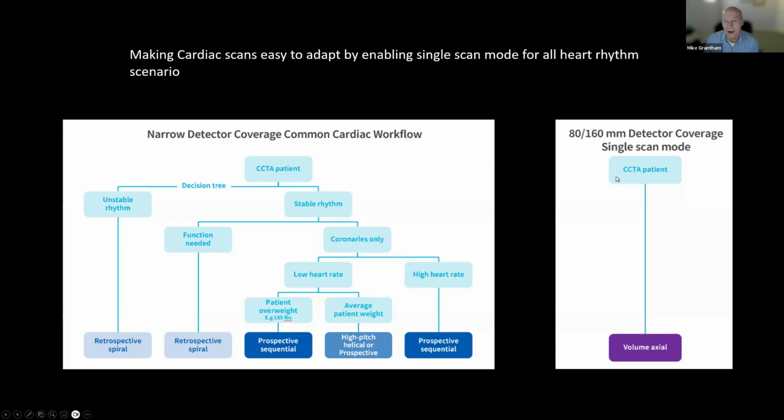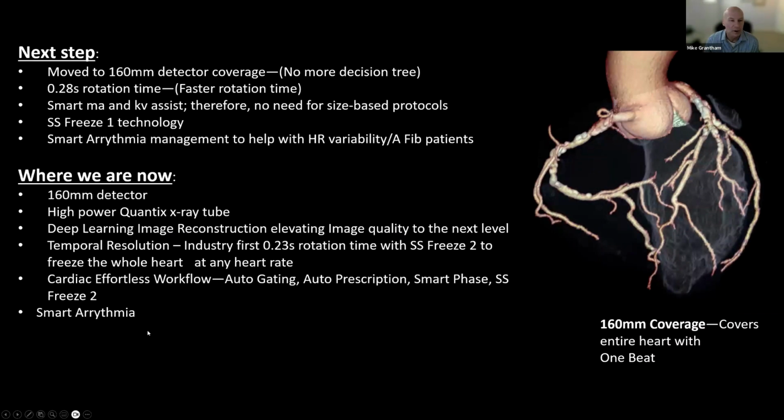The only decision is how much of the cardiac cycle you're going to acquire and whether you're going to use smart arrhythmia or not. So anyway, we've had significant improvement since we upgraded our wide detector. We just did that last year. We still have 160 millimeters of coverage, but now we have the better tube.